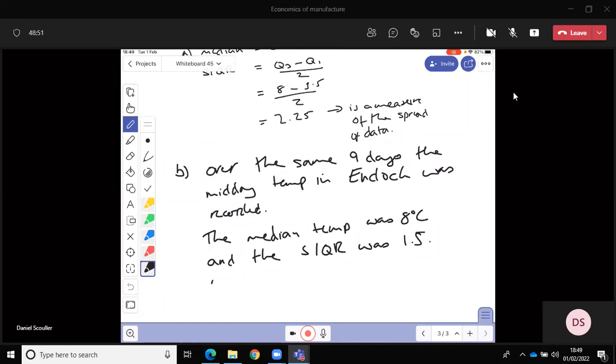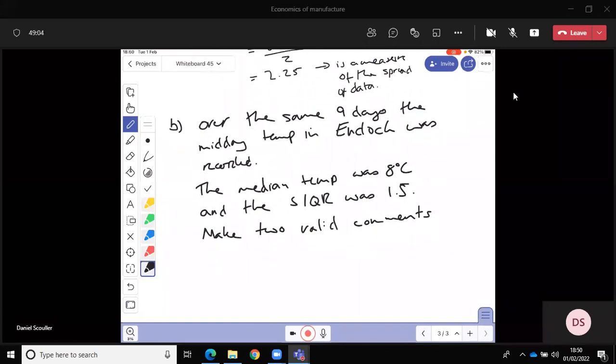Okay, that will give you a question like: make 2 valid comments comparing the temps, Grantford and Endok.